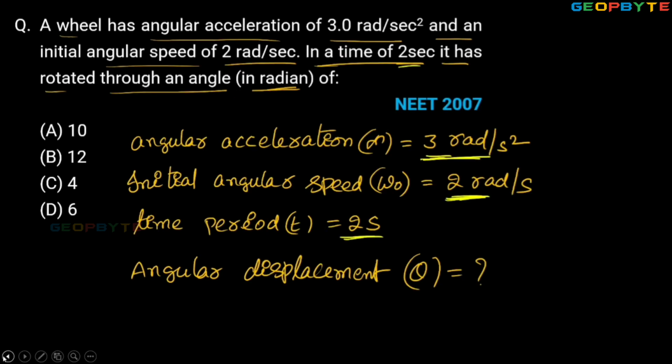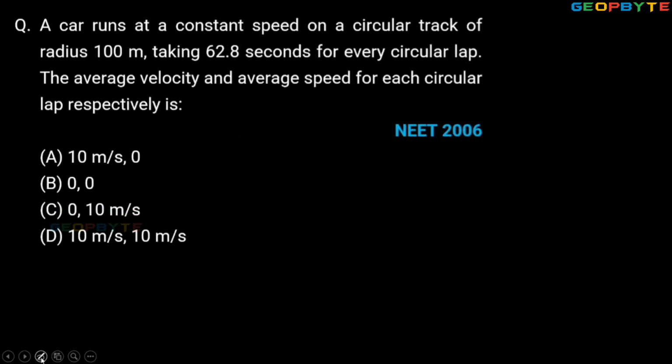Look at the options. 10 radians, option A is absolutely correct. Understood clearly? Very simple problem. Similarly, let us take another important problem. It is asking like this: a car runs at a constant speed on a circular track of radius 100 meters, taking 62.8 seconds for every circular lap.